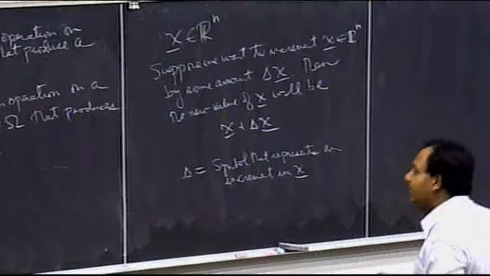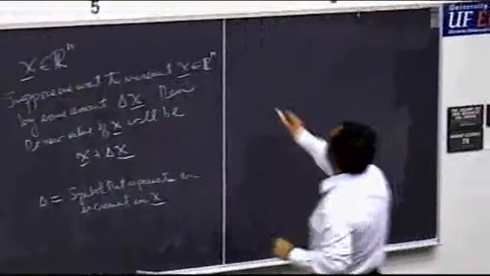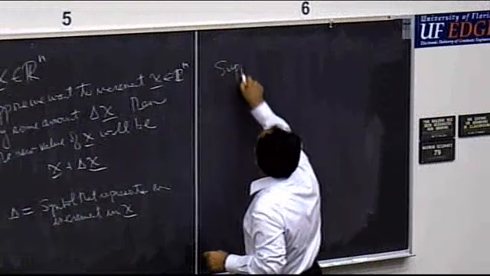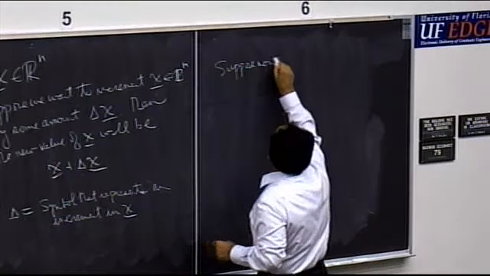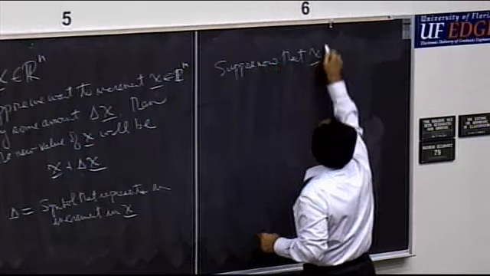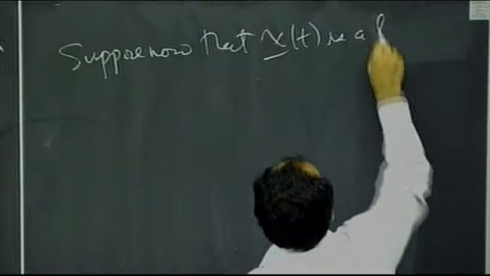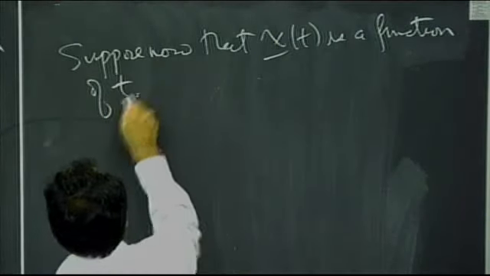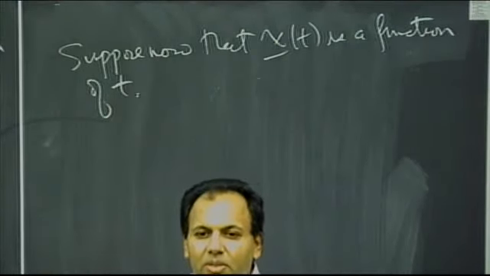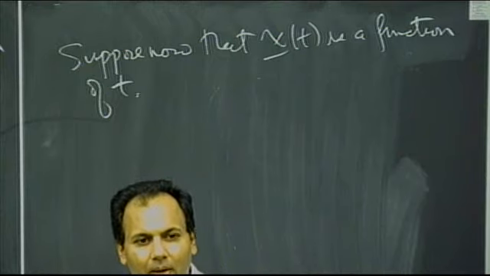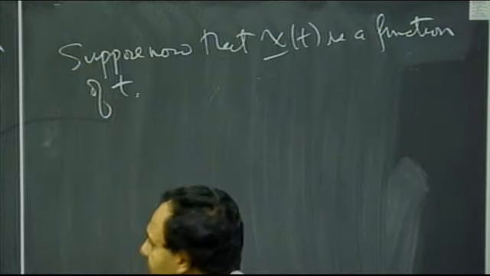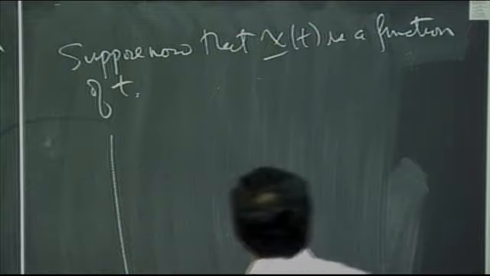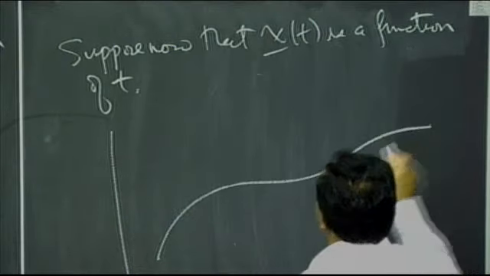Suppose now I do the same thing for a function. Suppose now that x of t is a function of t. What does it mean to increment a function? What do you have to do? Let's draw a little picture. Okay, here's my function. This is x of t.